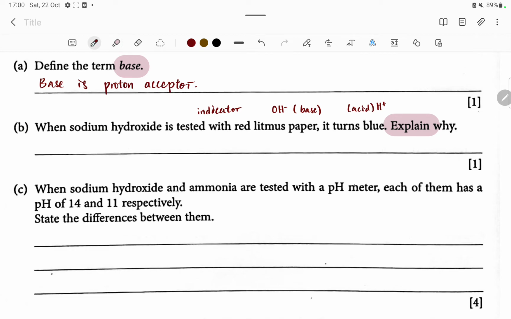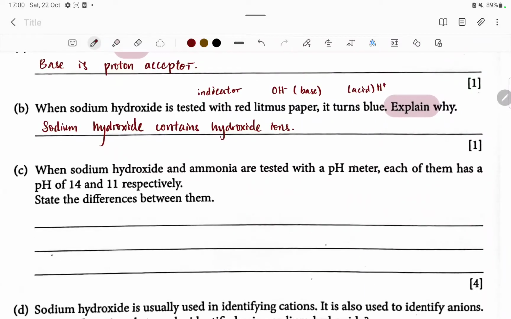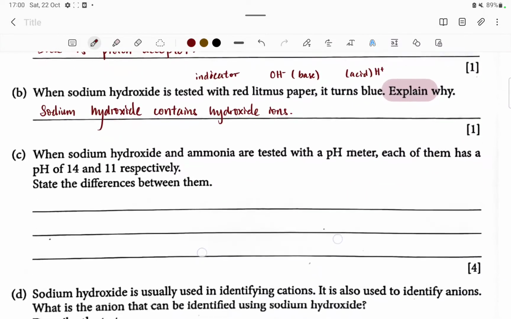So you can straight away say sodium hydroxide contains hydroxide ions. Just like that. Your second mark of the question. Okay. C.